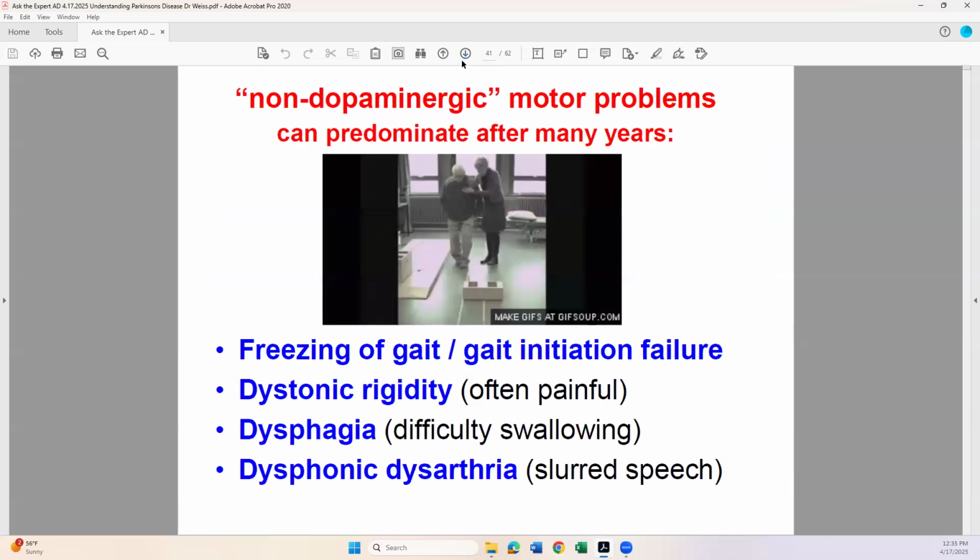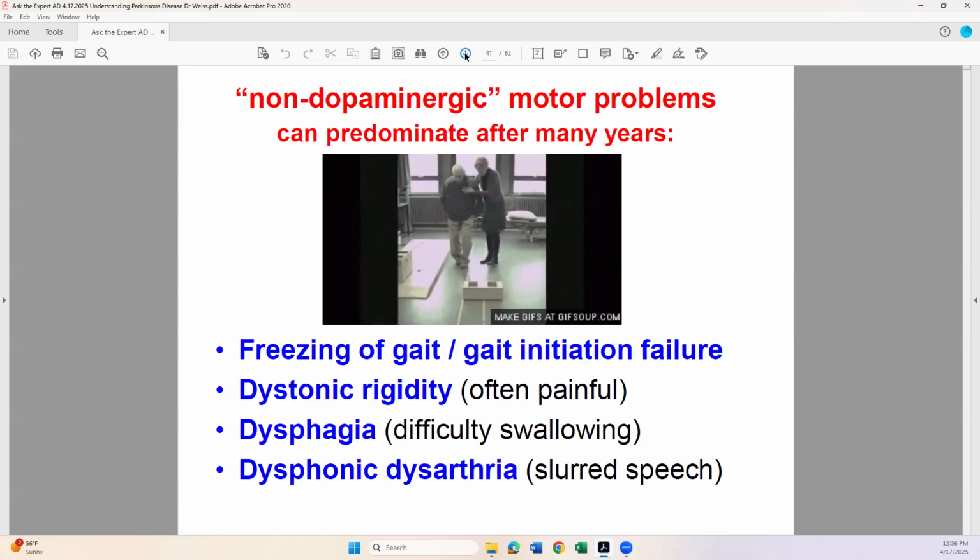And these could be quite disabling. People have freezing of gait where their feet feel like they're stuck to the floor, almost by magnets, and they just can't pick up their feet. Or once they start walking, suddenly they stop and start tilting forward, like in this picture. Painful dystonic rigidity, where the muscles are so stiff they become stuck in one spot. Of great morbidity, swallowing can become affected, so people can get severe dysphagia, difficulty swallowing, and they can aspirate, get pneumonia, and have slurring of speech, sometimes becoming unintelligible. These are all non-dopaminergic motor problems that can occur many years after diagnosis.